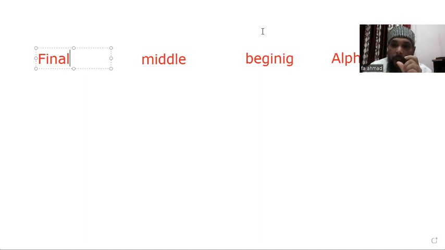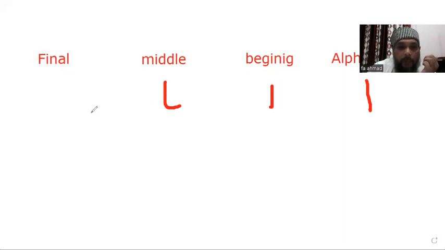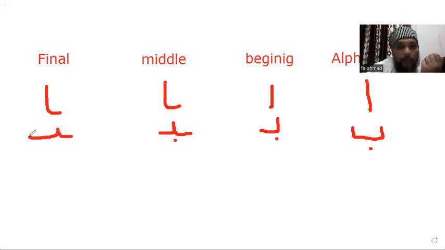As I told you, every letter has three sounds, like ba, bi, bu, and every letter has three shapes: beginning shape, middle shape, and final shape. First, write alif. Alif: beginning shape as it is, middle shape like this, and final shape like this. Note it down. Now let's see ba. This is ba beginning shape, this is ba middle shape, and this is ba final shape, right?